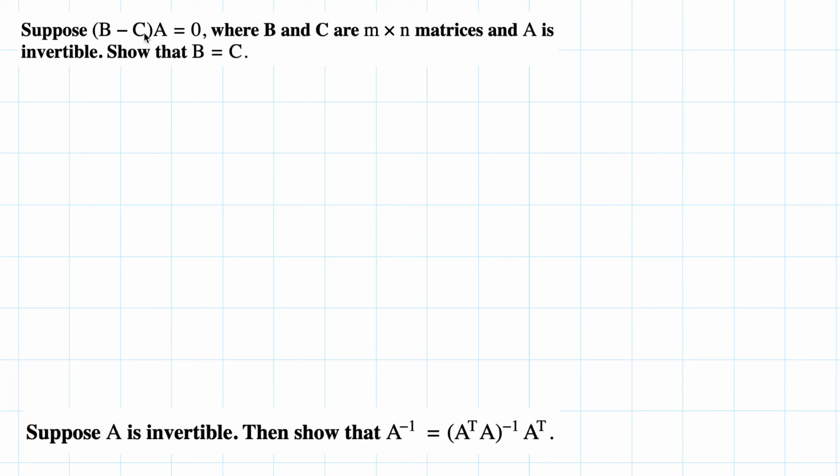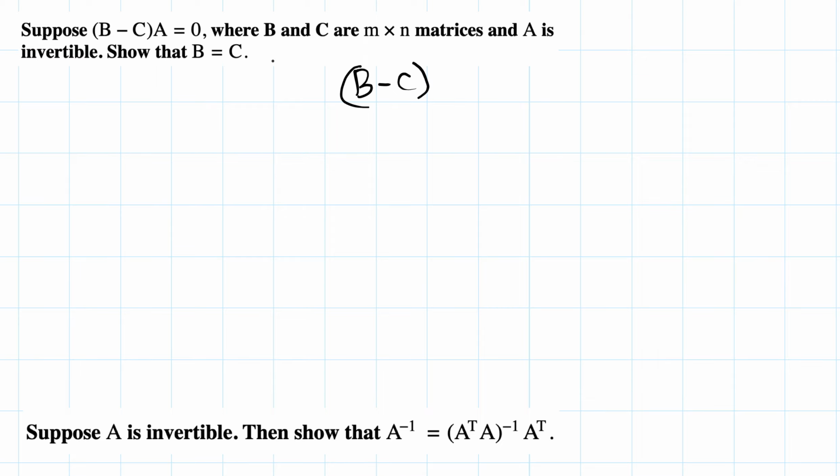B minus C times A equals 0, where B and C are m by n matrices and A is invertible. Show that B equals C. Oh, these are matrices, so this 0 is also a 0 matrix. And B and C are m by n. So let's try to decode what is here.